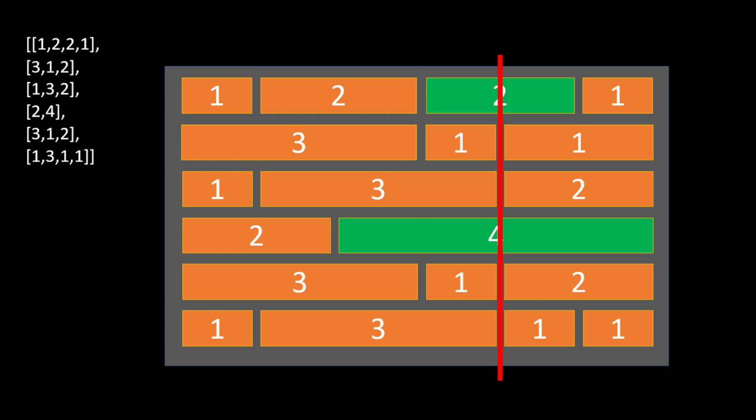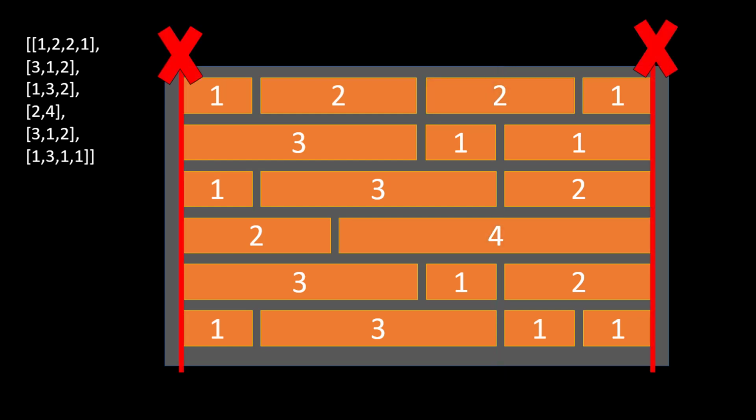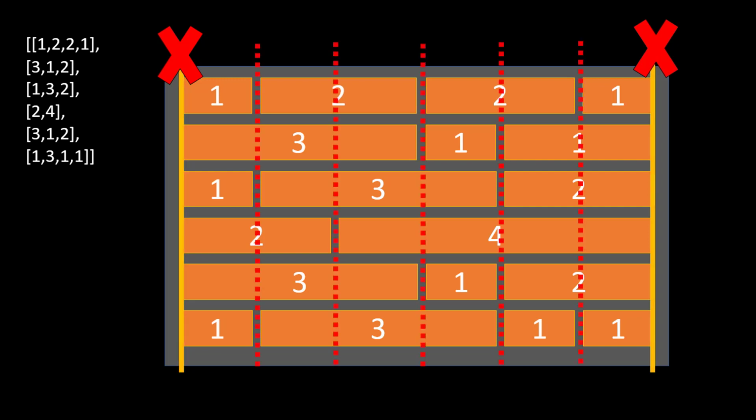Coming back to the original statement of the problem, we see that we cannot draw the line from these 2 points, that is the start and the end. In that case, it will always be 0. So we just need to draw all the lines in between these 2 points. When we draw all the possible lines that we can make in this wall between the start and the end point, we get these 5 lines, and then we calculate the number of bricks each of these lines crosses.